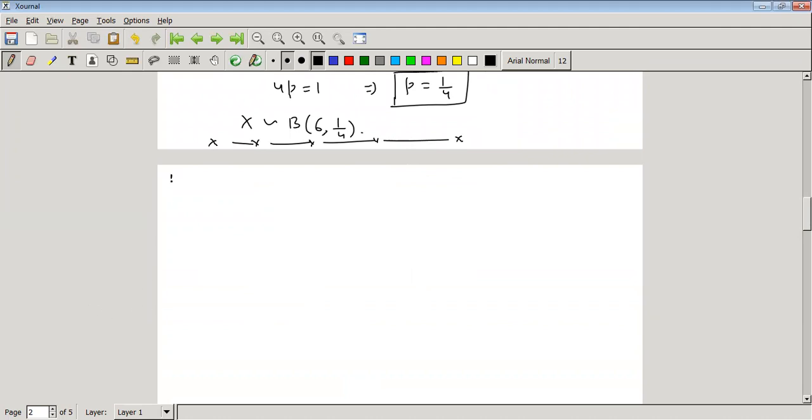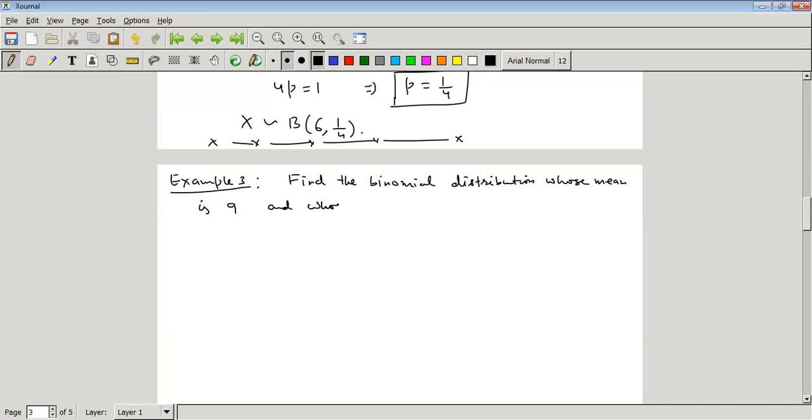So next example: find the binomial distribution whose mean is 9 and whose standard deviation is 3 by 2. Mean is 9 and standard deviation is 3 by 2.